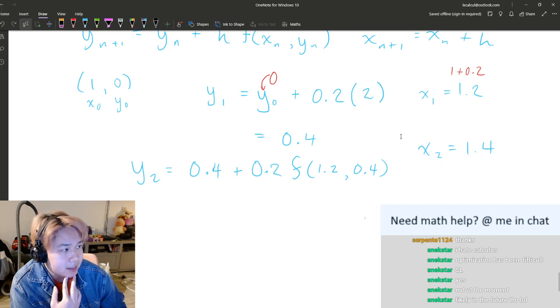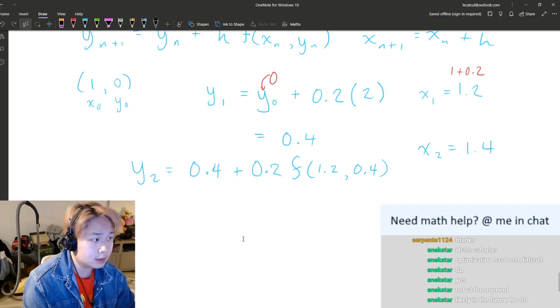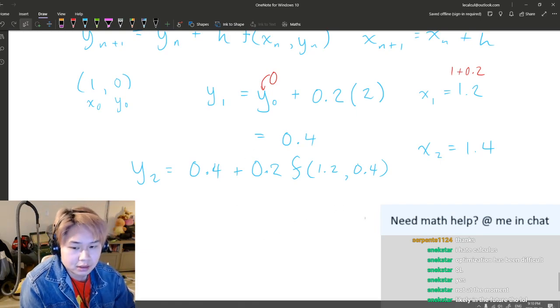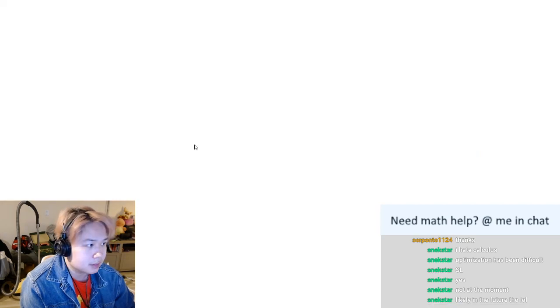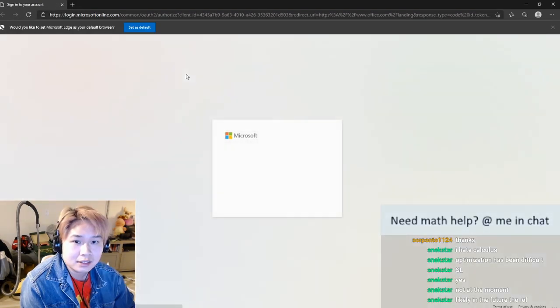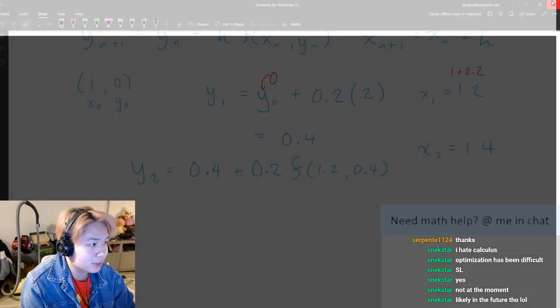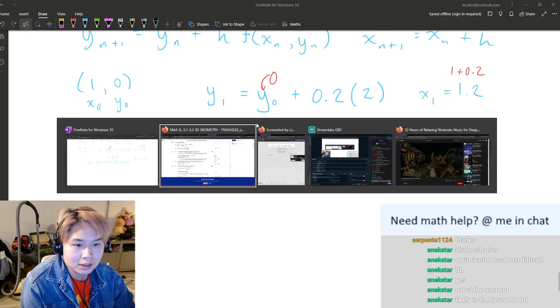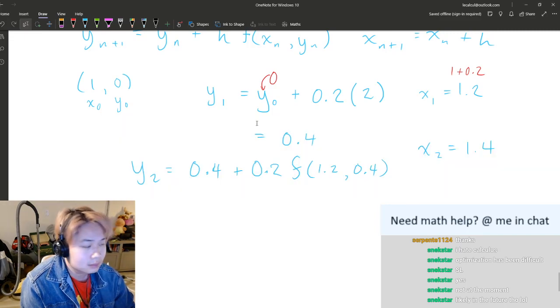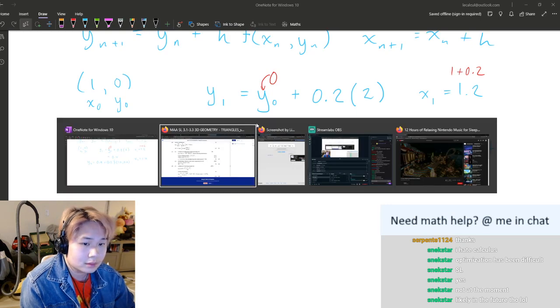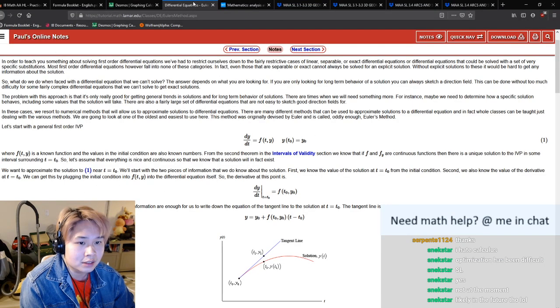So we repeat this until we reach an x value of 2. And I'm sure that there's a faster way on your graphing calculator. I'm gonna use Microsoft Excel. Oh wait, I don't have it installed on this computer. Never mind. I can't do it. Ugh. I really don't want to do this table.